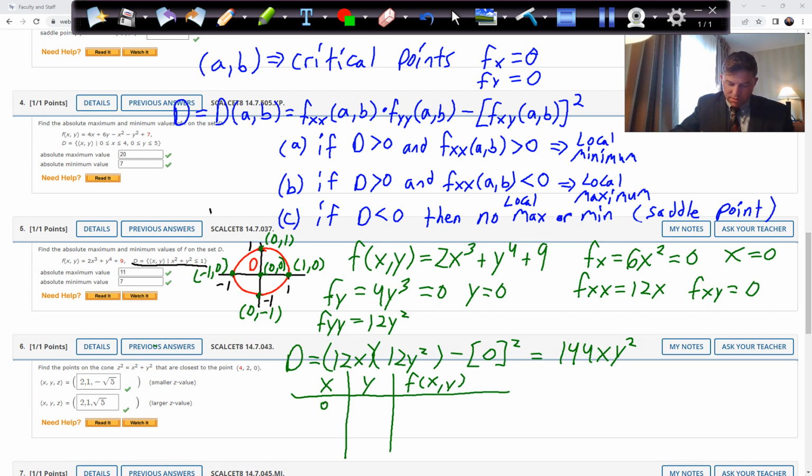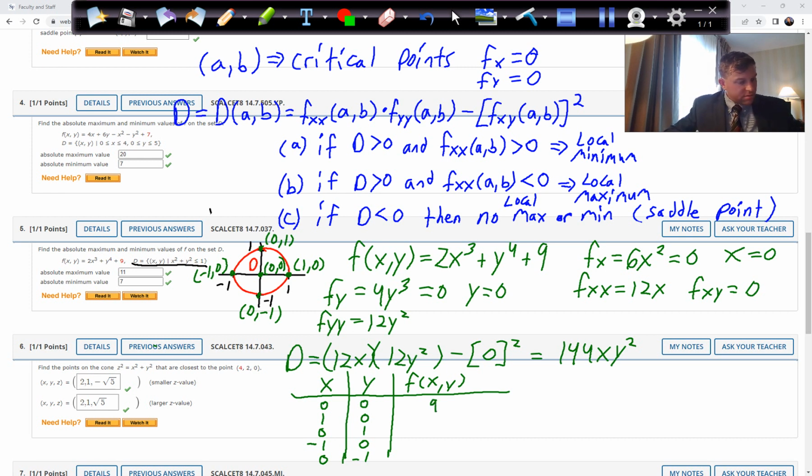So we're going to try 0, 0, this first critical point we had. Then we can try 1, 0. Then we can try 0, 1. Then we can try minus 1, 0, just going counterclockwise here. And then the last one's 0, minus 1. And again, I'll save you the substitution step. If you plug in 0, 0, everything goes away, you get 9.